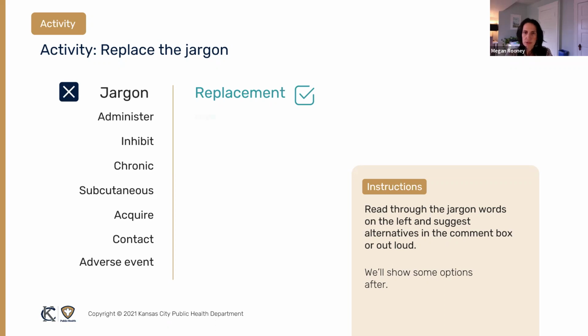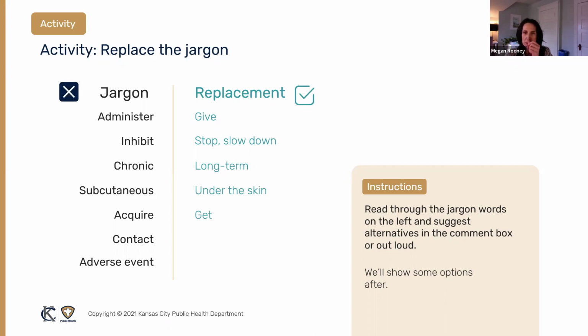Yeah, give, clearly just to give. Inhibit, stops, yep. And chronic, which you'll see a lot, but people don't always understand that term. Long term, exactly. Subcutaneous. Ongoing is also good for chronic. Under the skin, under the arm for subcutaneous. You all know all of this stuff. This is really good. Acquire. Yeah, just to get.